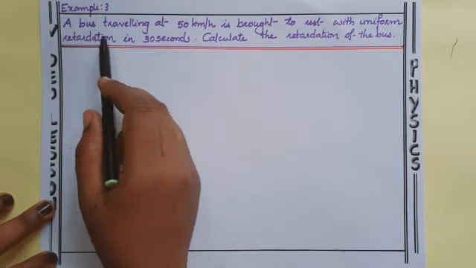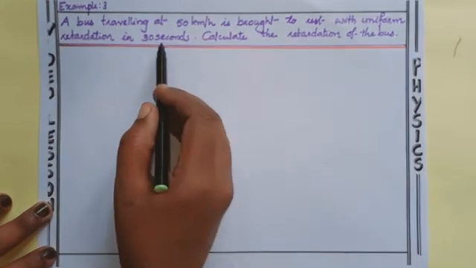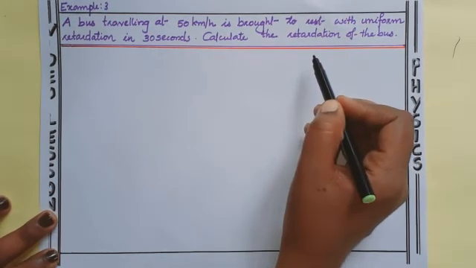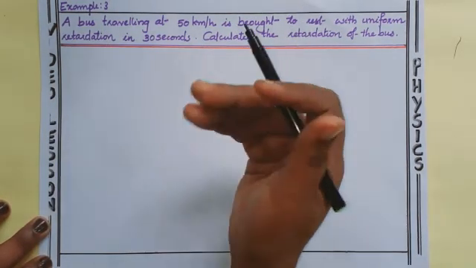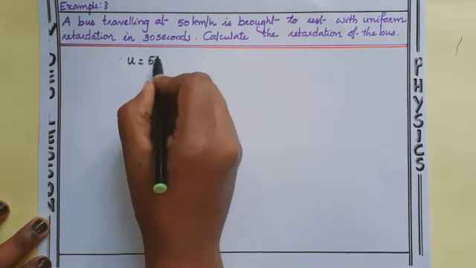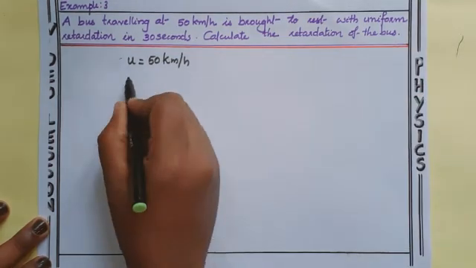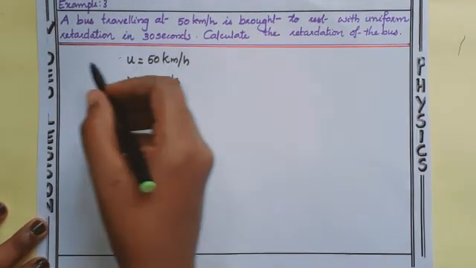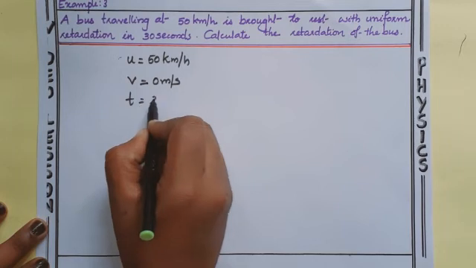Next example: a bus traveling at 50 km per hour is brought to rest with uniform retardation in 30 seconds. Calculate the retardation of the bus. Retardation means negative acceleration or deceleration. The bus is moving, not at rest, so there is an initial velocity of 50 km per hour. Finally it is brought to rest, so V is 0 meter per second. With uniform retardation, which means decreasing speed, in 30 seconds. Time is equal to 30 seconds.